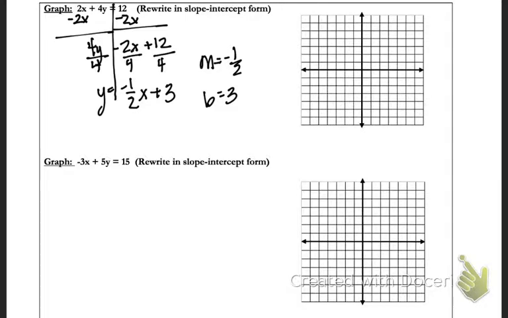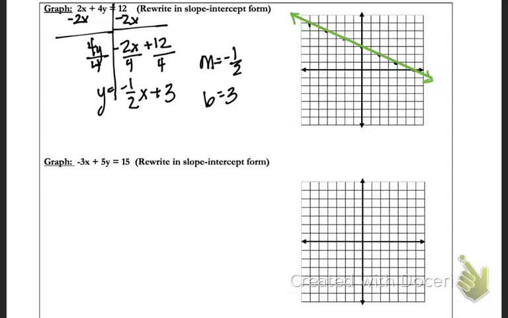Starting with my y-intercept, I'm going to go up 3 from the origin and plot a point. From there, my slope tells me to go down 1 and right 2. Do that multiple times to plot some points. Again, you can do the opposite of down 1, right 2. You can go up 1 and left 2. Connect the points, and you'll have the graph of the equation y equals negative 1/2 x plus 3.